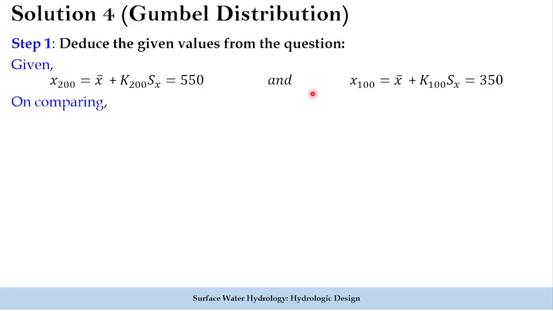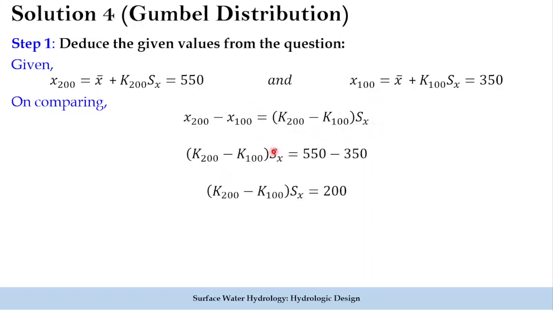So now let's compare both these equations. If we subtract x200 with x100, then we get k200 minus k100 in bracket sx. Further solving this equation, we reach this stage: k200 minus k100 in bracket sx is equal to 200.